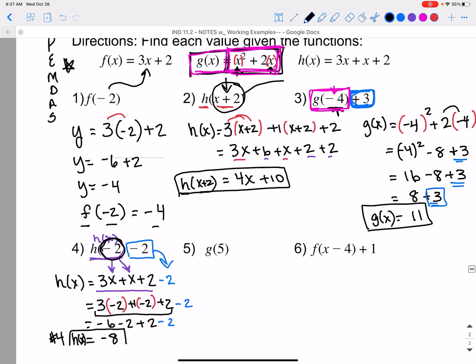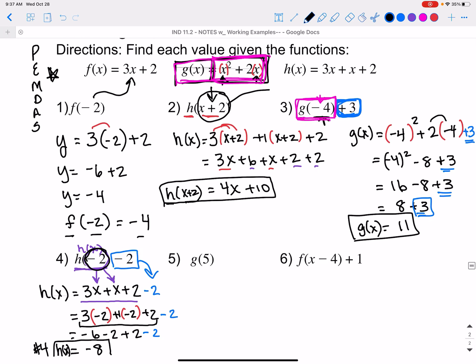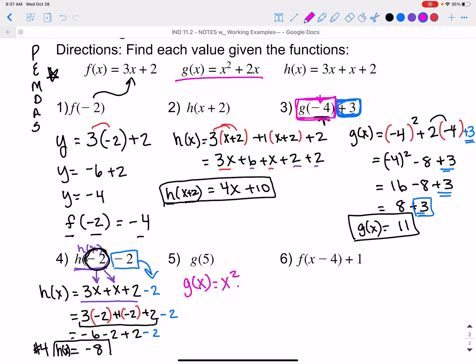This is a nice basic one, but it tells us to use the g function. So I'm going to erase all this and make it clean again. All right, so looking at our g function, here's our g function. So I'm going to write that down here again. So I've got my g function, which is g of x equals x squared plus 2x. I just rewrote it, okay? So this is my g function. And so I know I'm using the right one because this is my g and I'm using my g function.